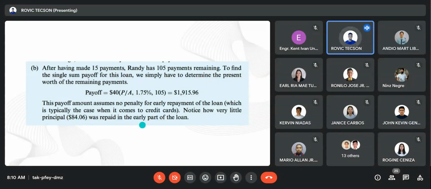So ang iyang mabayaran sa iyang present worth is $1,915.96. So gamay ra jud ang iyang nabayaran sa iyang principal during sa iyang 15 payments which is $84.06. So in summary sa personal finances, mag-think ta og better alternatives para makalasta ug maka-benefit ta og maayo.